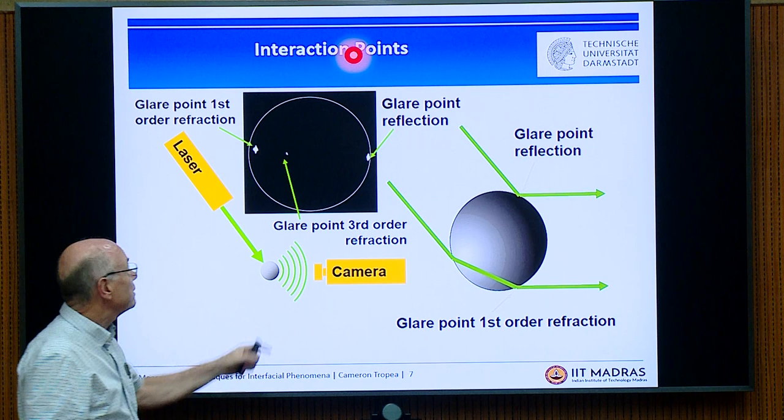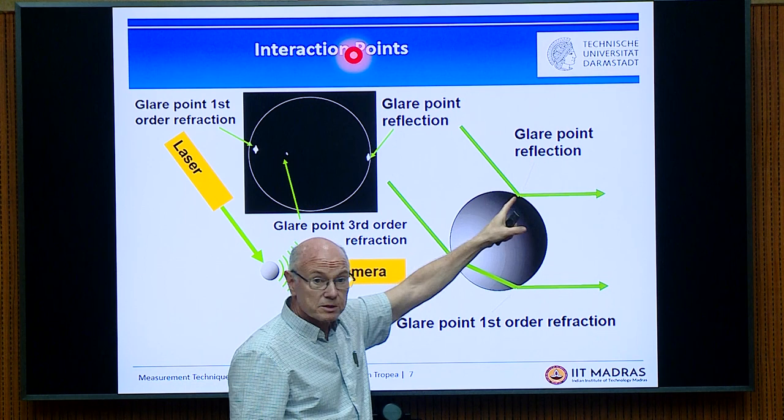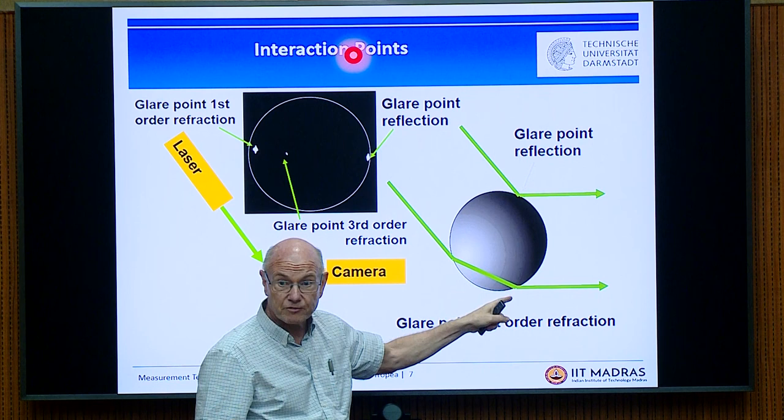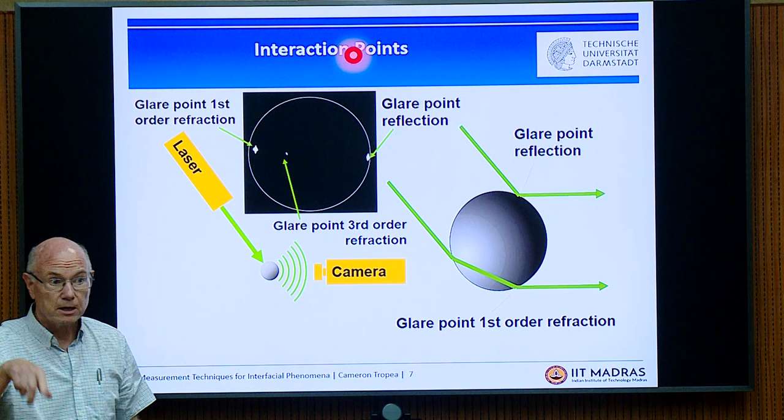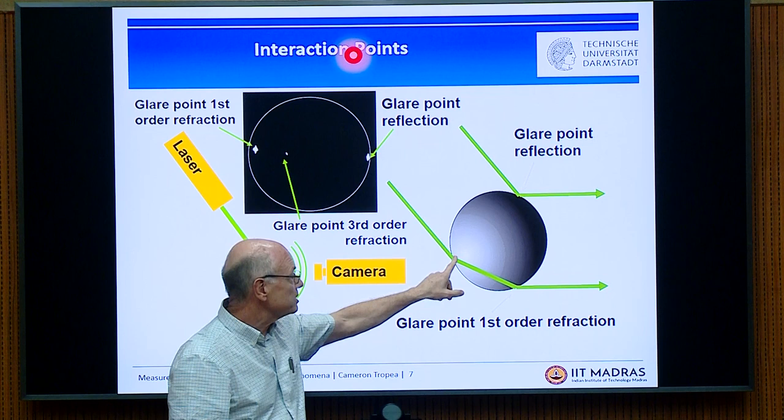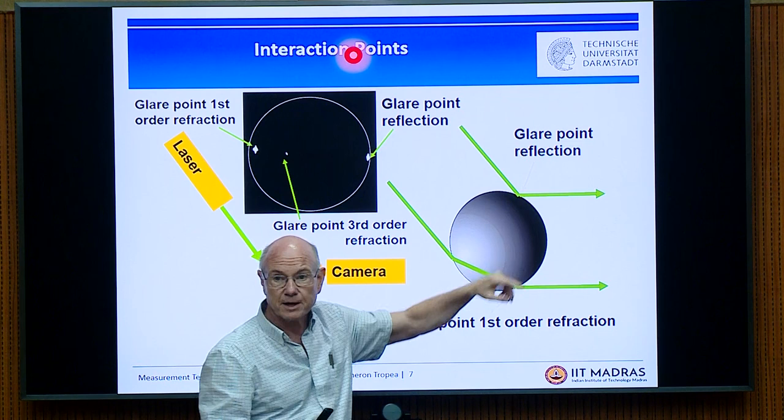Well, this spot and this spot, one of them comes from reflection and the other comes from first order refraction. First order because it's refracted once into the particle and comes out. That's all you see. You don't see the actual particle. And we call those interaction points. Those are the entrance points, and these we call glare points. In this case, the glare and the incident are both the same. But those are glare points. So all we see are glare points in our image.